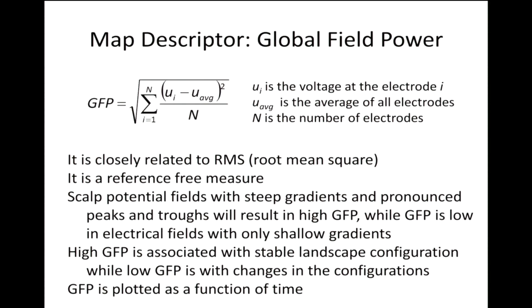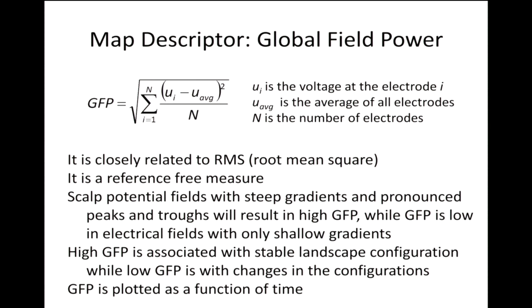The one more used is called global field power. It's pretty simple. Ui is again the voltage of electrode i, and this is the average of all the electrodes. Subtract, take the square, divide by the number of electrodes. It is nothing but literally the root mean square, which means it's a spatial standard deviation. So, at any moment in time, global field power gives you the overall spatial standard deviation across the scalp.